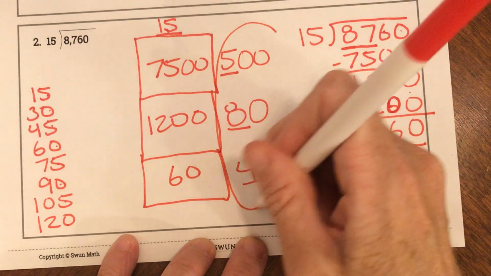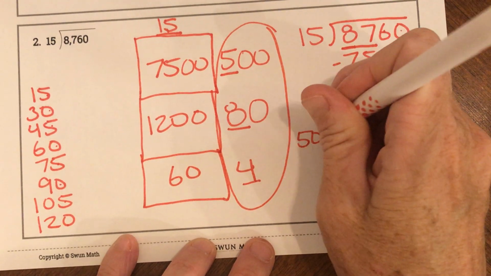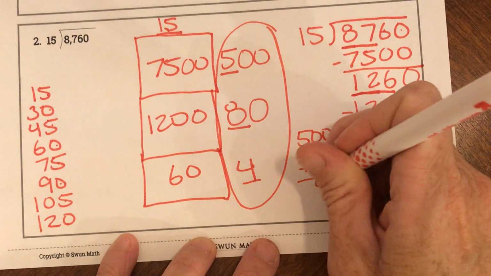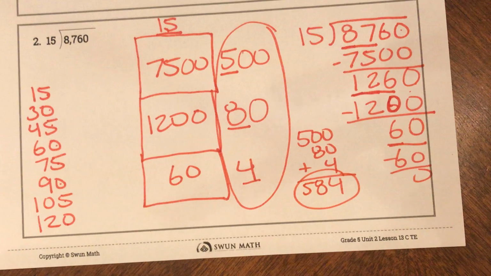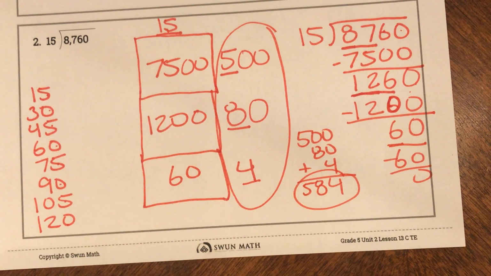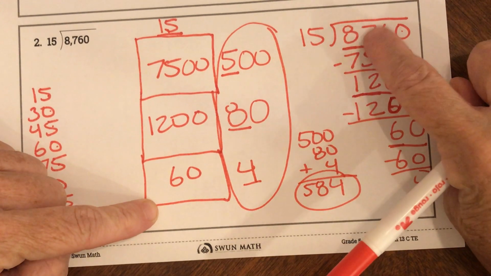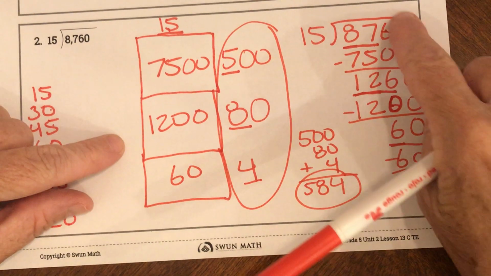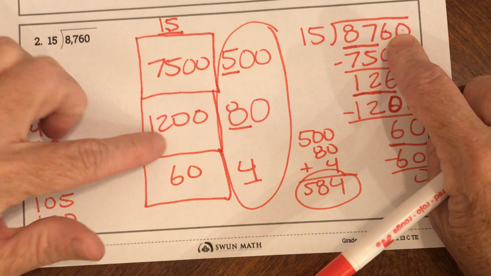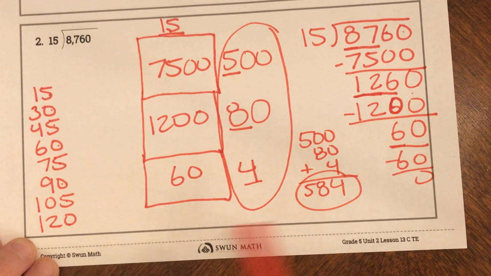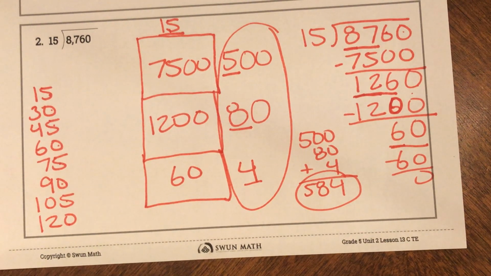Okay, so here's our partial quotients. Let's add those. 584 is my answer. Okay, and if we had added these up just like before, we would get 8,760. Because what we did is we took our dividend and we broke it up. Okay, so these are a little bit more work because I probably need to do some side work if I don't know these in my head, which I don't even know them in my head.